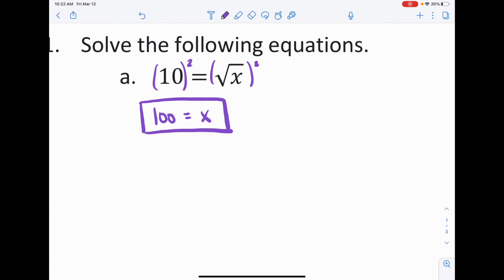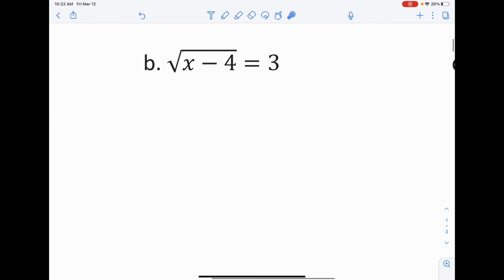If you think about it, if we were to plug 100 in here and take the square root of 100, that would equal 10. So that checks out. All right, let's go to the next question, where we've got the square root of x minus 4 is equal to 3. Something to be careful of here is the square root is covering this entire x minus 4.